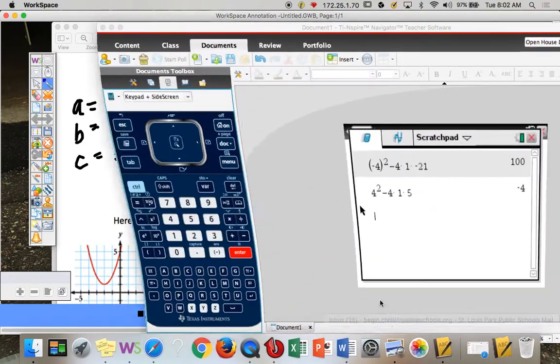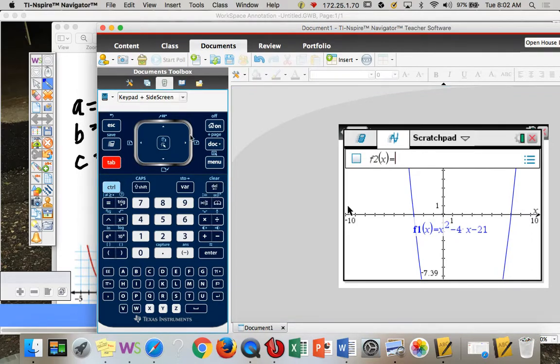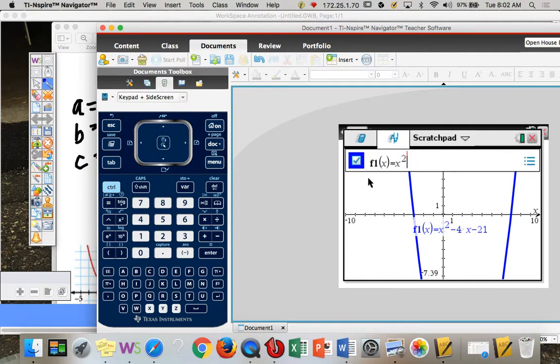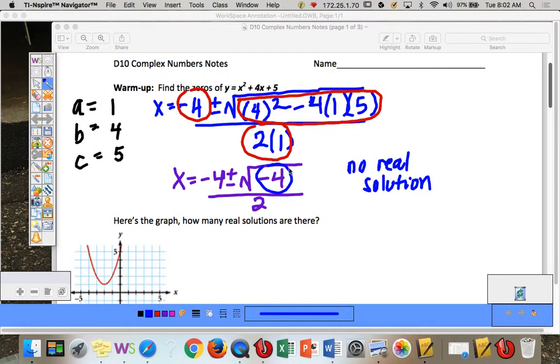And if we graph that, it should not touch our x-axis. So let's type this graph in. So we have x squared, plus 4x plus 5. And we can see that there's no real roots, there's no real solution. It doesn't touch your x-axis. It says, here's the graph. How many real solutions are there? There's 0 real solutions.